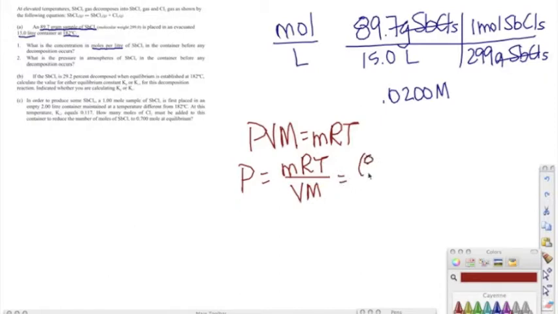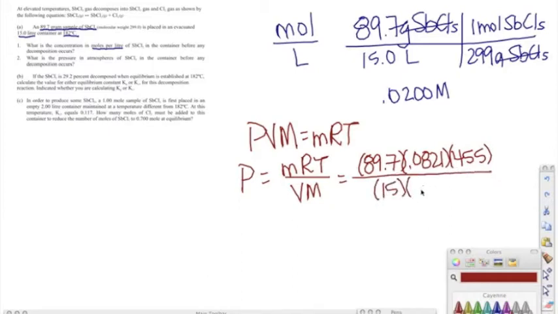So the little m was 89.7, R is 0.0821. Temperature they gave us as 182, but of course we have to convert that to Kelvin, so it's 455. Divide that by our volume, we had 15, and the molar mass of this compound is 299. Plug that into your calculator and you get 0.747, and because it's pressure, the units are atmospheres.